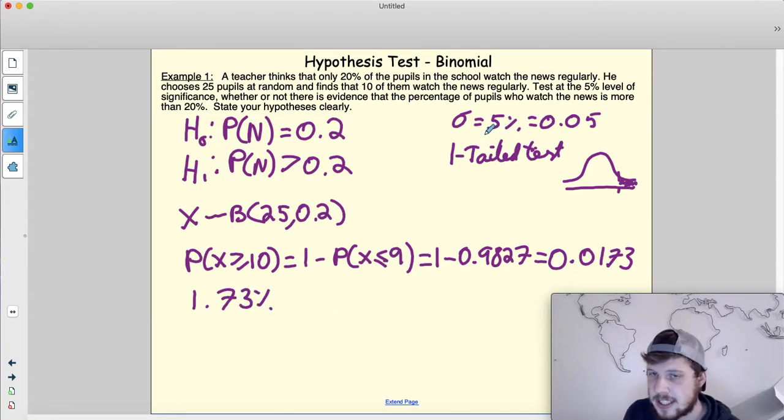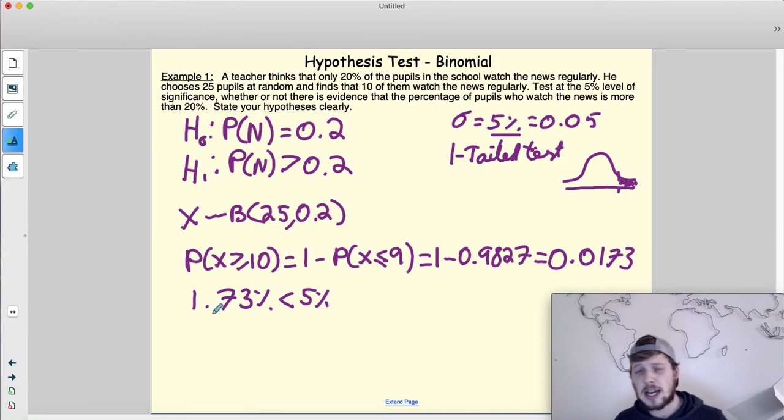Now, we're testing at the 5% level. So I want to check whether this is going to be less than or equal to, or greater than or equal to 5%. That is how I will make my decision on the hypothesis. Hopefully we know that this is less than 5%. So therefore we would have sufficient evidence at this significance level to reject H0.